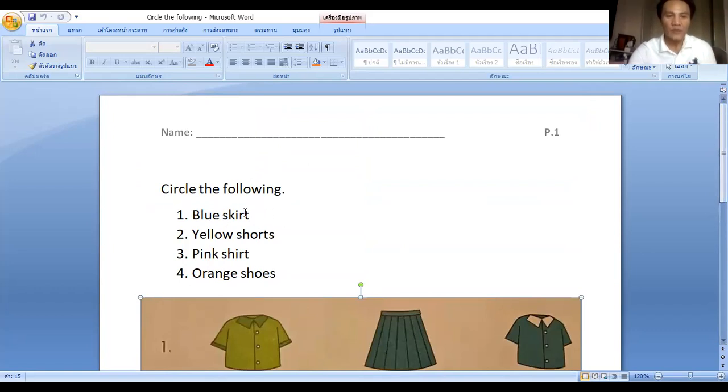And the first, you circle a blue skirt. Again, blue skirt. The second, yellow shorts. Again, yellow shorts. The third, pink shirt. Again, pink shirt. And number 4, orange shoes. Again, orange shoes. Before we proceed with this worksheet, we have to review the colors first, for you to remember the colors.